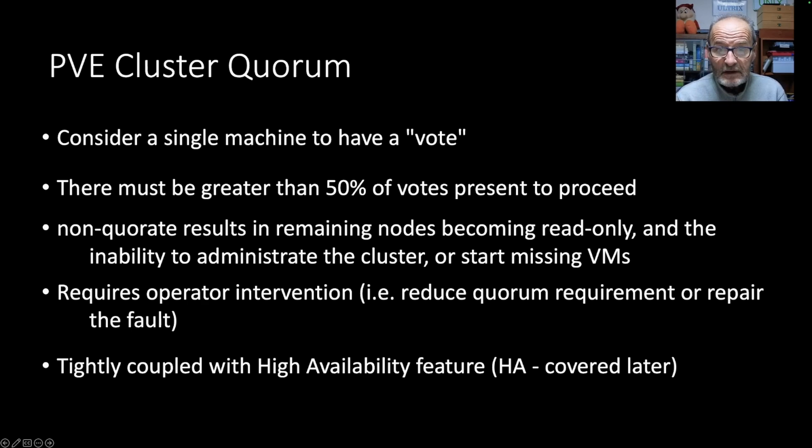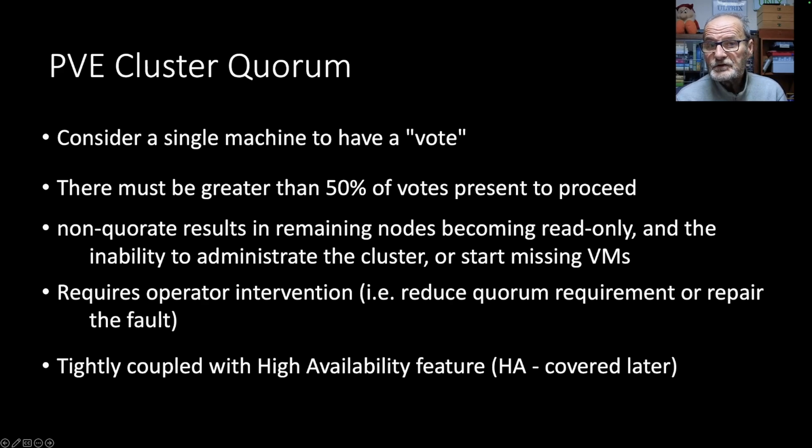It uses a voting mechanism, and each machine has a single vote. There must be more than 50% of votes present to proceed. So in other words, in our 4-node cluster, we need at least 3 nodes up and running for everything to be okay. Now, if we had 2 nodes down, then we would be in a non-quorate condition, and the remaining 2 nodes would go into a kind of read-only mode, and they wouldn't be able to make any changes.